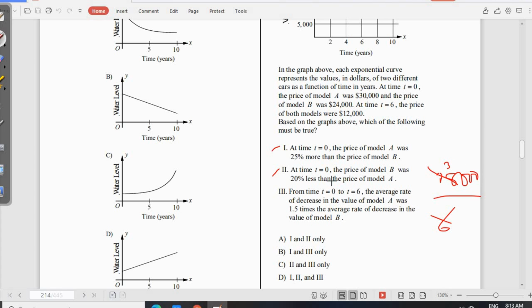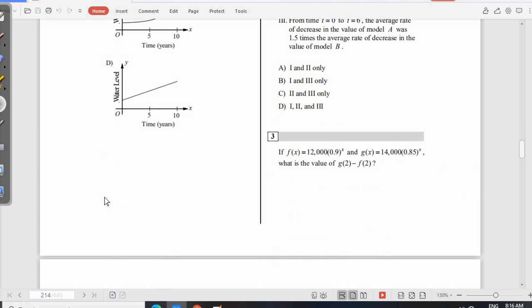Model A is dropping by 3,000 per year. For model B, we have 24,000 minus 12,000, which is 12,000, divided by 6, giving you 2,000. So if you want to know the rate, it is 3,000 over 2,000, which is 1.5. So III is correct, and D is your correct answer.